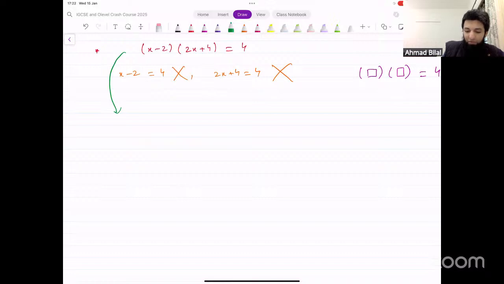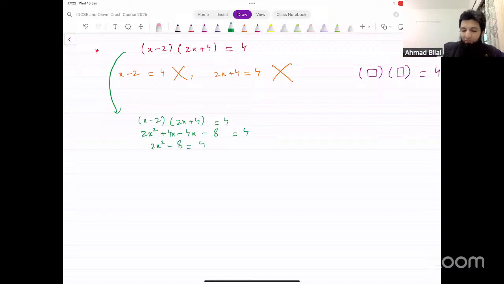We would have to expand this instead. We have to multiply x minus 2 into 2x plus 4 on the left side. The expression that we got on the left side, we would have to multiply that. X into 2x, that becomes 2x squared plus 4x minus 4x minus 8 equal to 4. Now, in this case, 4x and 4x get cancelled, and we're left with 2x squared minus 8 equal to 4. 2x squared equals 12, x squared equals 6.